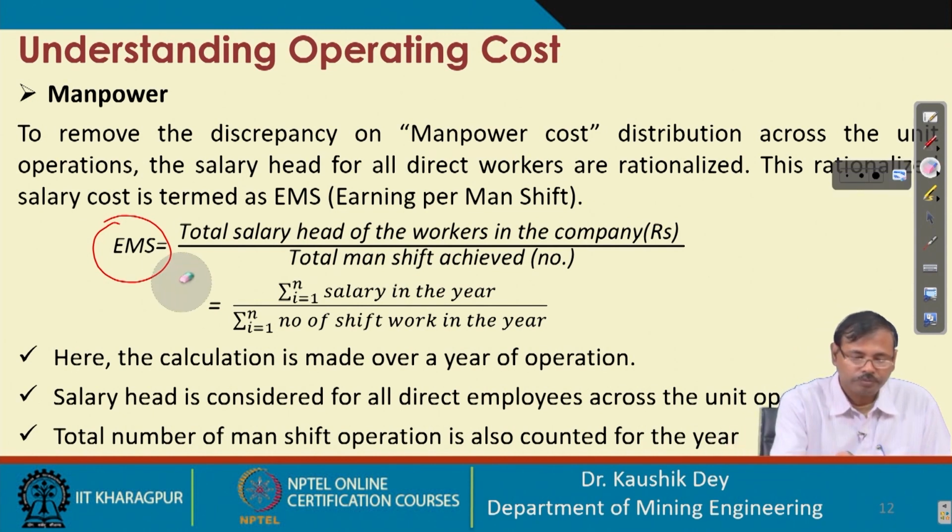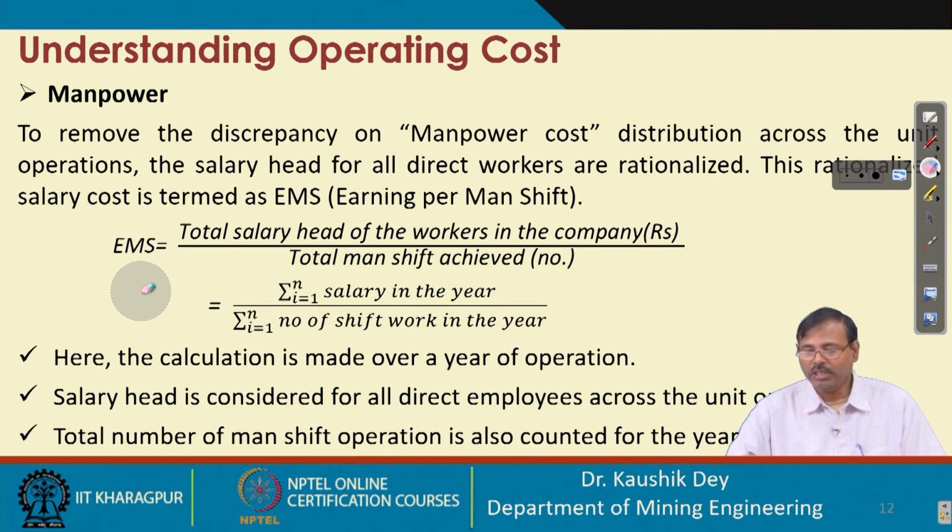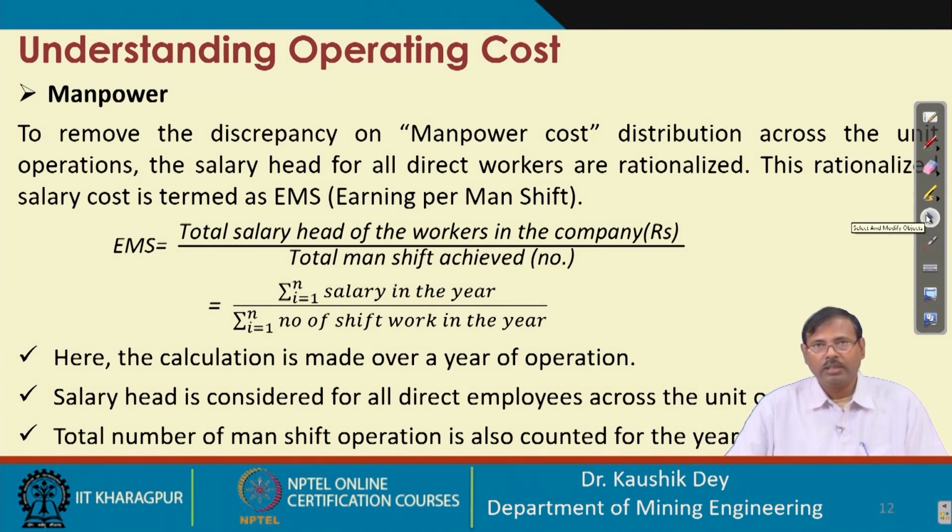He may be anyone, but by engaging a person, the average salary or average manpower cost which is incurred by the mine authority is the EMS. So, that is the rationalization of the manpower cost carried out in the mine in terms of EMS. Generally this EMS is calculated over the year of operations, and the salary head is considered only for the direct employees across the unit operations, and the total number of man shifts is counted for that particular year.